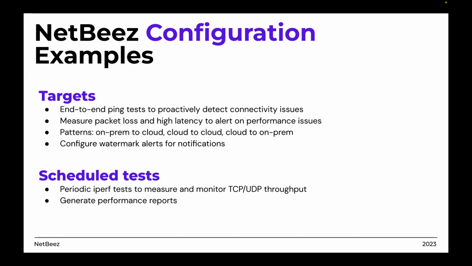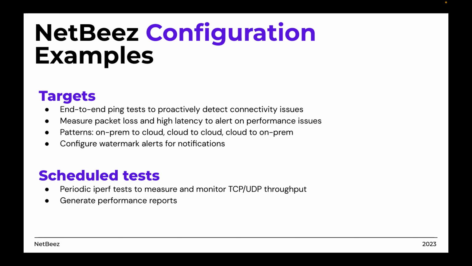On top of the targets, you can be proactive because you can attach alert profiles to targets. We'll see an example of a watermark alert in the demo that will notify you if latency crosses a certain threshold or packet loss is above a certain threshold.